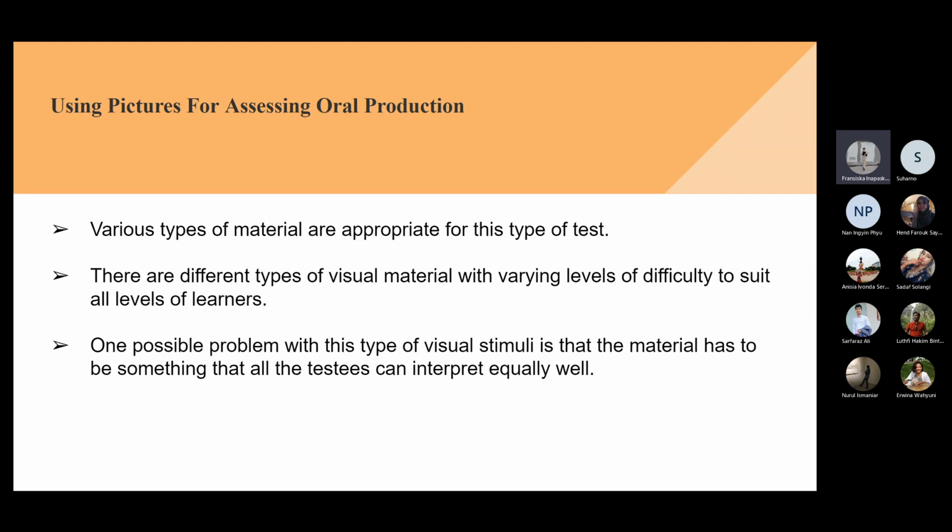So in here, another point: one possible problem with this type of visual stimuli is that the material has to be something that all the testers can interpret equally well.